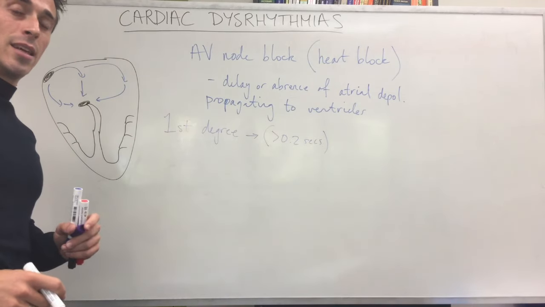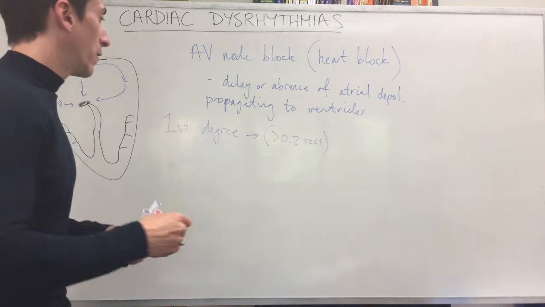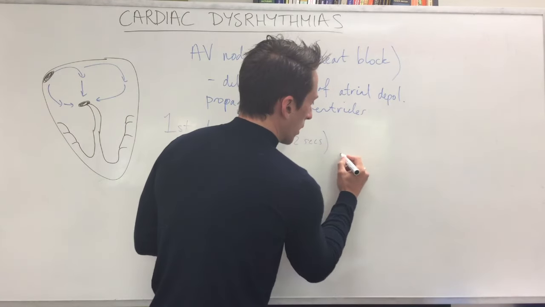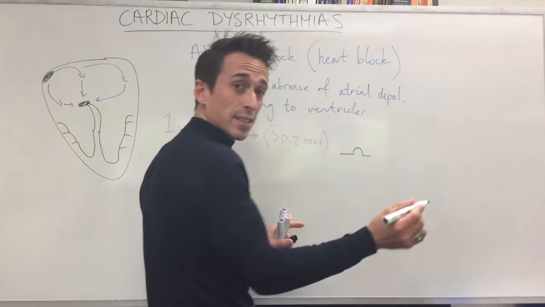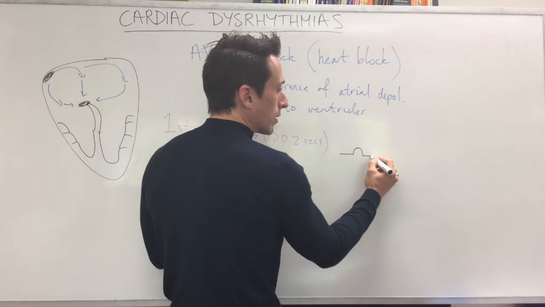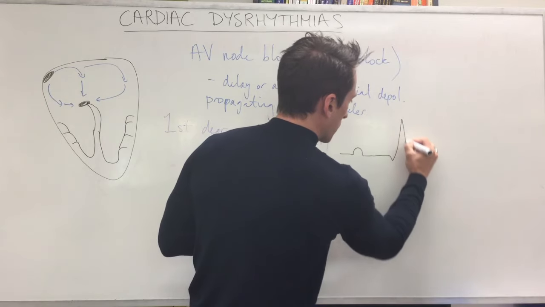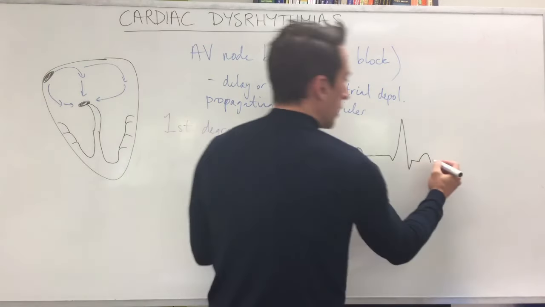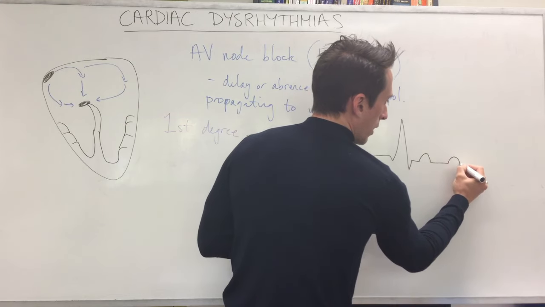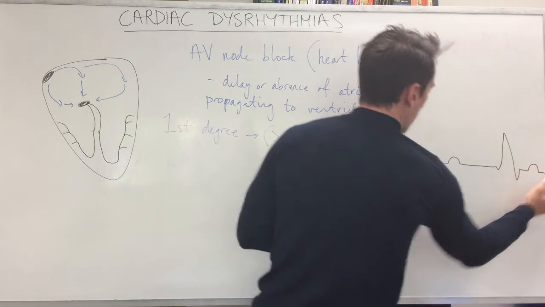Okay, the delay at the AV node, which means on the ECG, what do you get for first degree heart block? You get a P wave. Usually the break is 0.2 seconds, but it's greater now than 0.2 seconds. So you get this big break between the P wave and the QRS complex. Okay, that's what it is. And then it happens again, P wave, big break, QRS complex, and so forth.